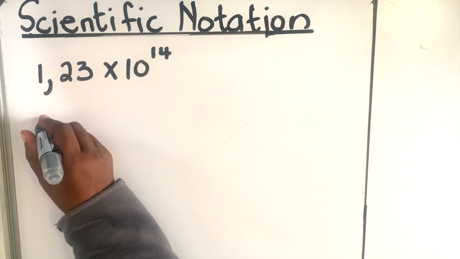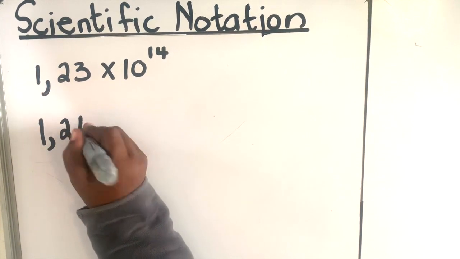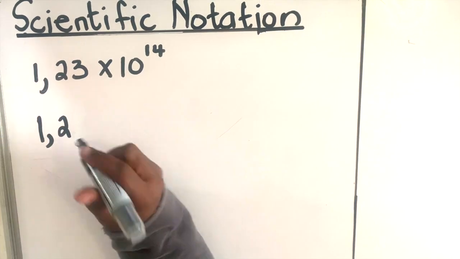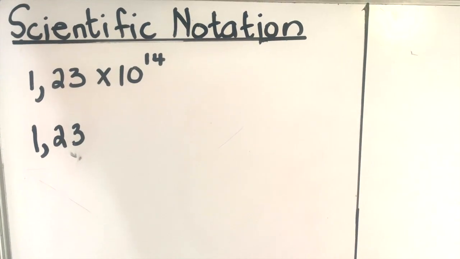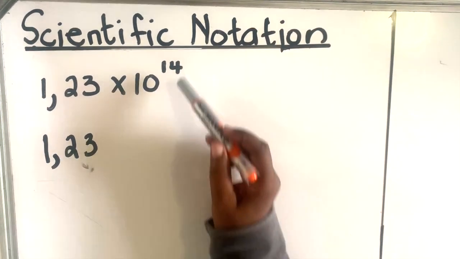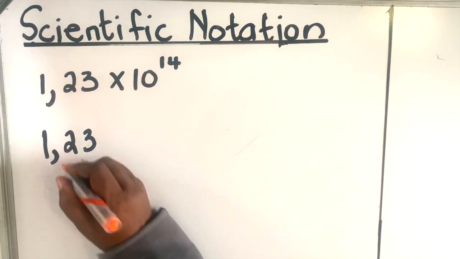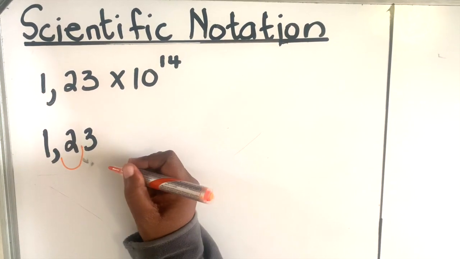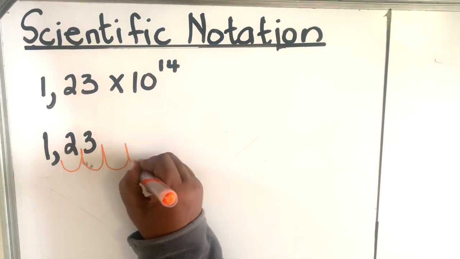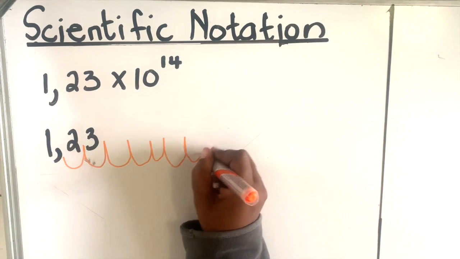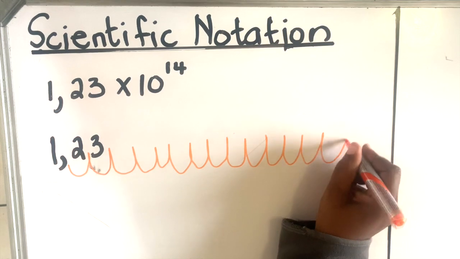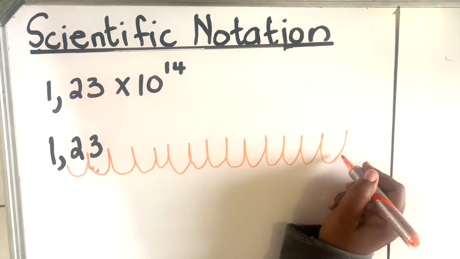This one is 1, 2, 3, and then it says times 10 to the power 14. What they mean is that you're going to move this comma to the right 14 times, as many times as the power. You move the comma from there to there, that's 1. Then you move it again, that's 2. Then 3, 4, 5, 6, 7, 8, 9, 10, 11, 12, 13, 14. So the comma will be at the end of the number.